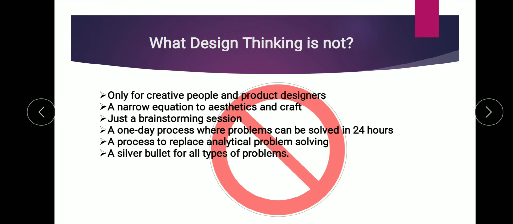And any process is not universal, right? Most of the things are developed for a particular approach, and design thinking is one such approach that has solved the problems of a lot of fields of engineering and science, but it doesn't mean that it's universal.